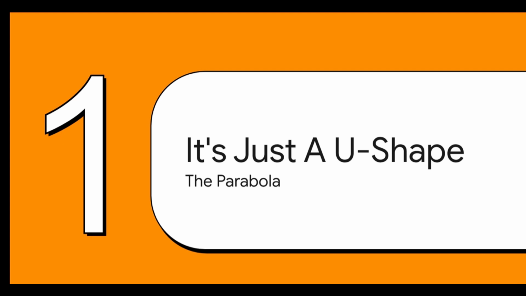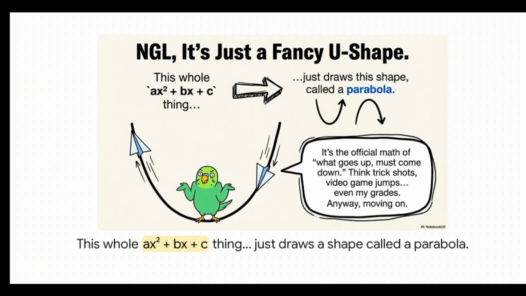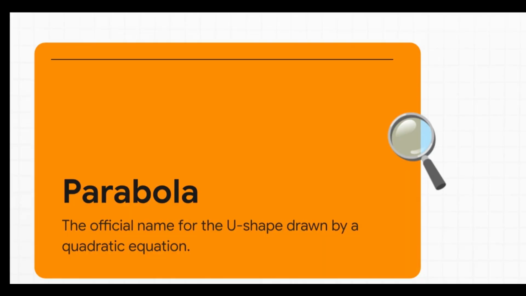The biggest secret? It's just a fancy U-shape. Yeah, that big, scary formula ax squared plus bx plus c, it really only has one job, to draw this U-shape, which can open up or down. And the official name for that shape is a parabola. It's the secret math behind that whole what goes up must come down idea. Think about it. The perfect arc of a basketball shot, a character's jump in a video game, it's all a parabola.